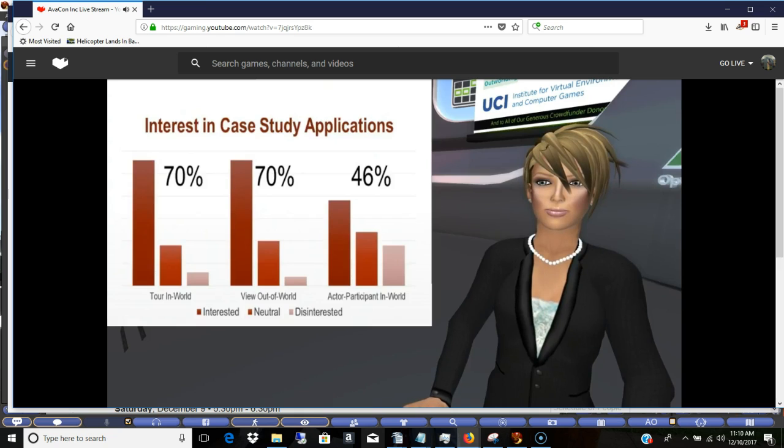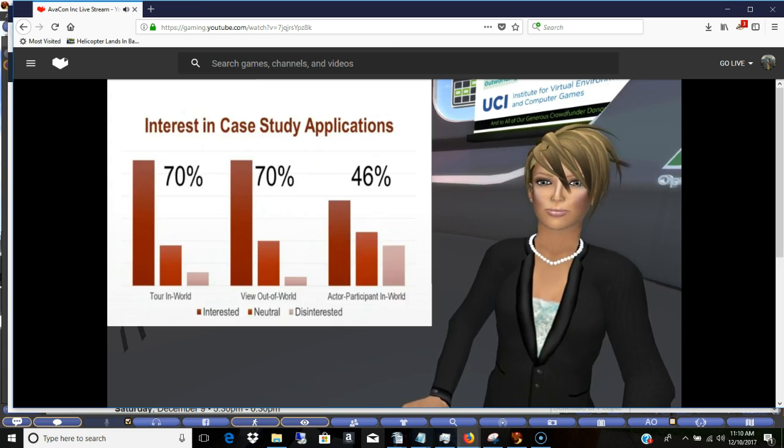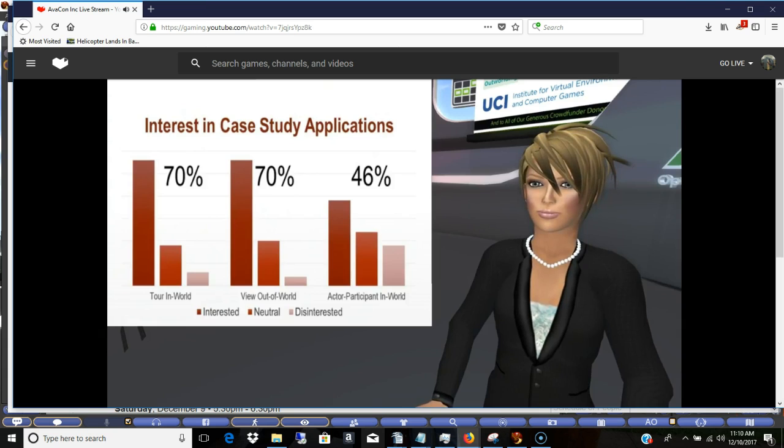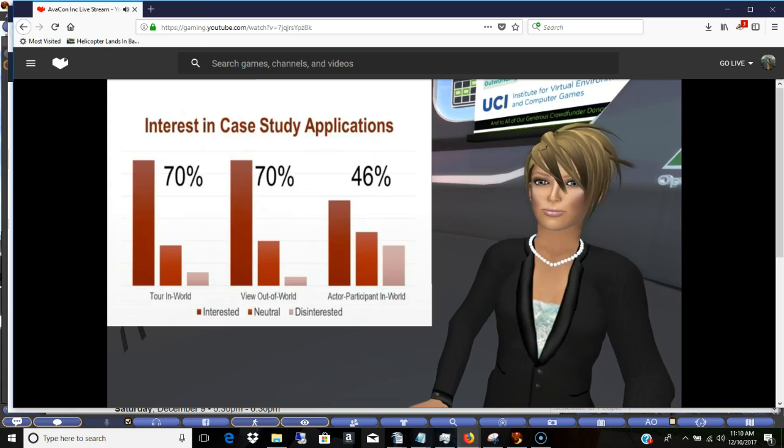The final finding here about students' interest in acting out the different simulations, while significantly lower at 46% of the students, I really, quite frankly, think that's a high number as well.